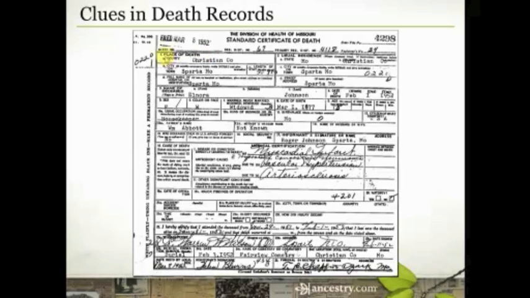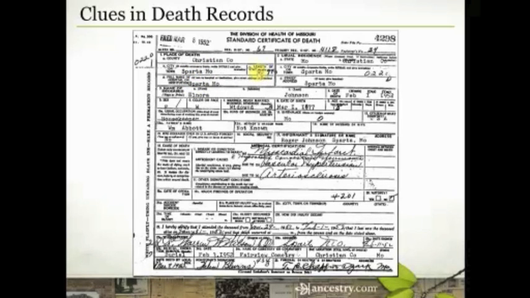Now, I'm going to jump right back up to the top of this document here, and you're going to notice that actually fields number 1 and 2 are residence or location information. Field number 1 is where she died. She died in Sparta, Missouri, which is in Christian County. She had been there for 50 years.